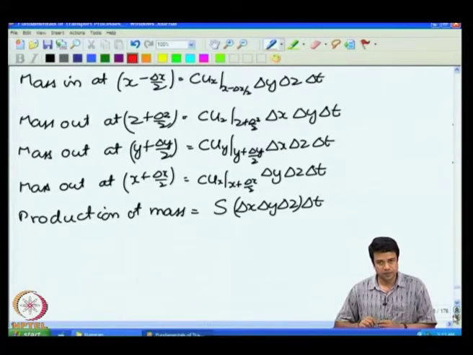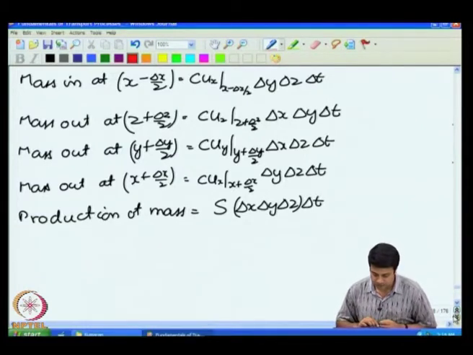In addition, there could be some production of mass equal to S, which is the production per unit volume per unit time, times delta t. For example, the production of mass due to a reaction, dCA by dt, is equal to minus kCA if it is first order. That production is the rate of increase of concentration with time, which means the rate of production of mass per unit volume per unit time. Okay, so that is the production term.